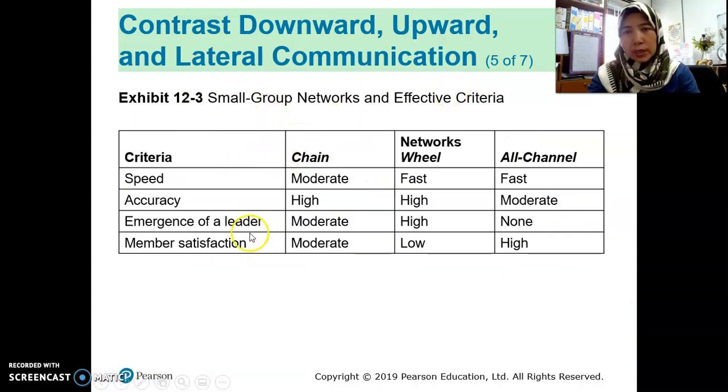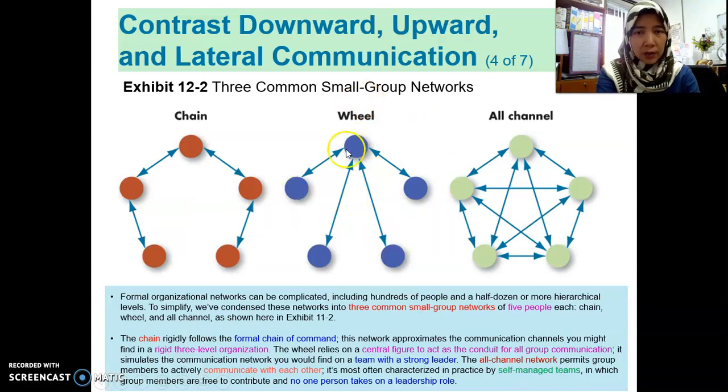So in terms of criteria, in terms of speed, whether it is fast between these small groups, in terms of accuracy, emergence of leader, member satisfaction, you can see that in terms of speed, the wheel network and all channel are quite fast. Accuracy, all channel is quite moderate. Emergence of leader, you can see the wheel network is very high.